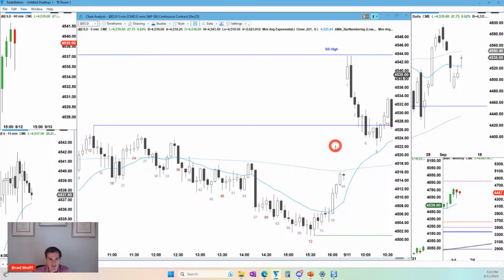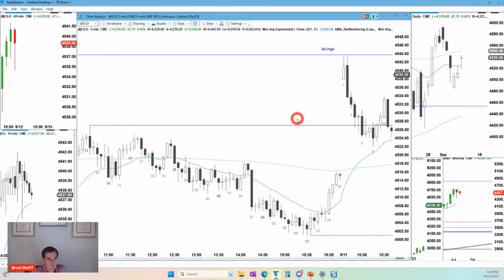I'm not necessarily interested in buying the close of 13. However, I'm also not interested in selling the close of 13. And if I am selling the close of 13, I'm going to be really quick to get out. I'm expecting a brief second leg after this bar. And then look at 14.